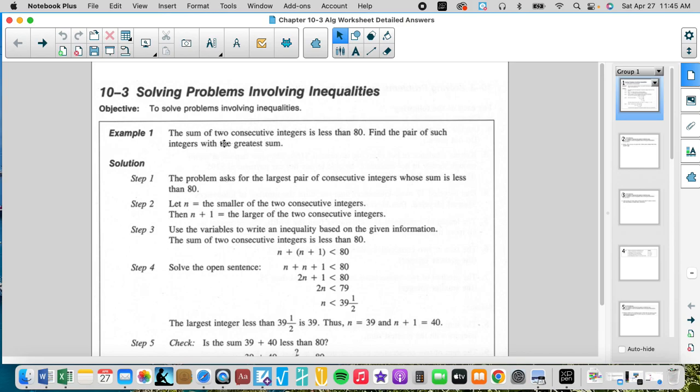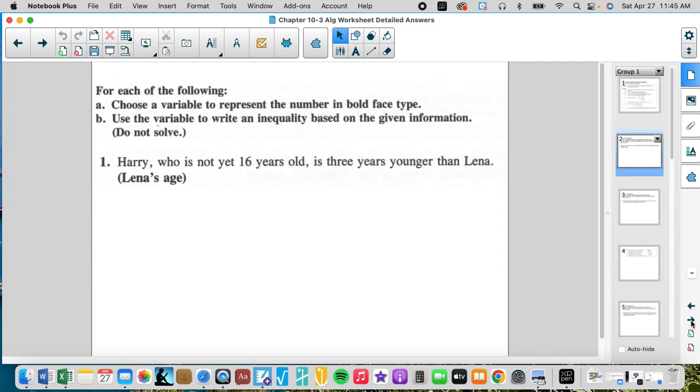Ooh. All right, so there are multiple parts to understanding this problem. It's not about just solving. It is finding the solution and then interpreting it and then applying it. What is the greatest sum? So what is the largest whole number that is less than 39.5, which is 39, and then consecutive would be 40. So 39 plus 40 is the largest two consecutive integers whose sum is less than 80. So lots of pieces to comprehend.